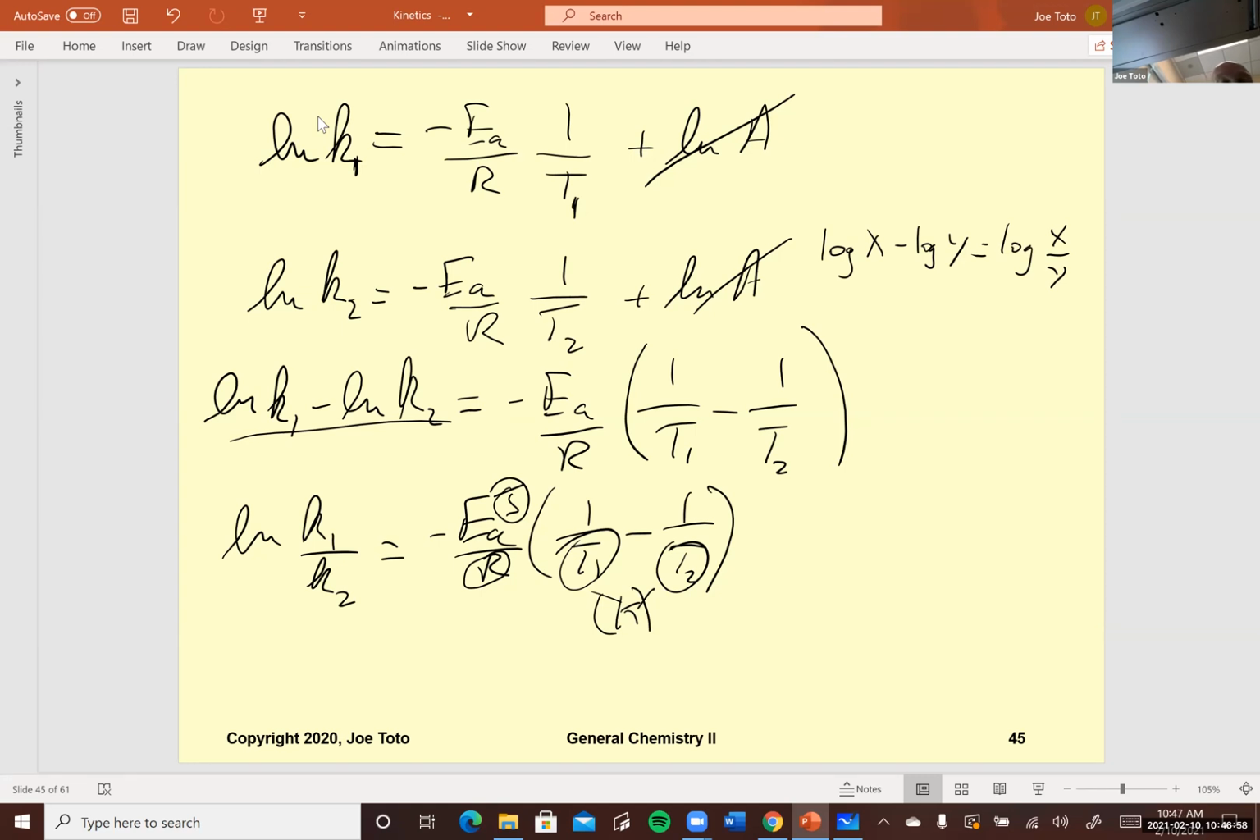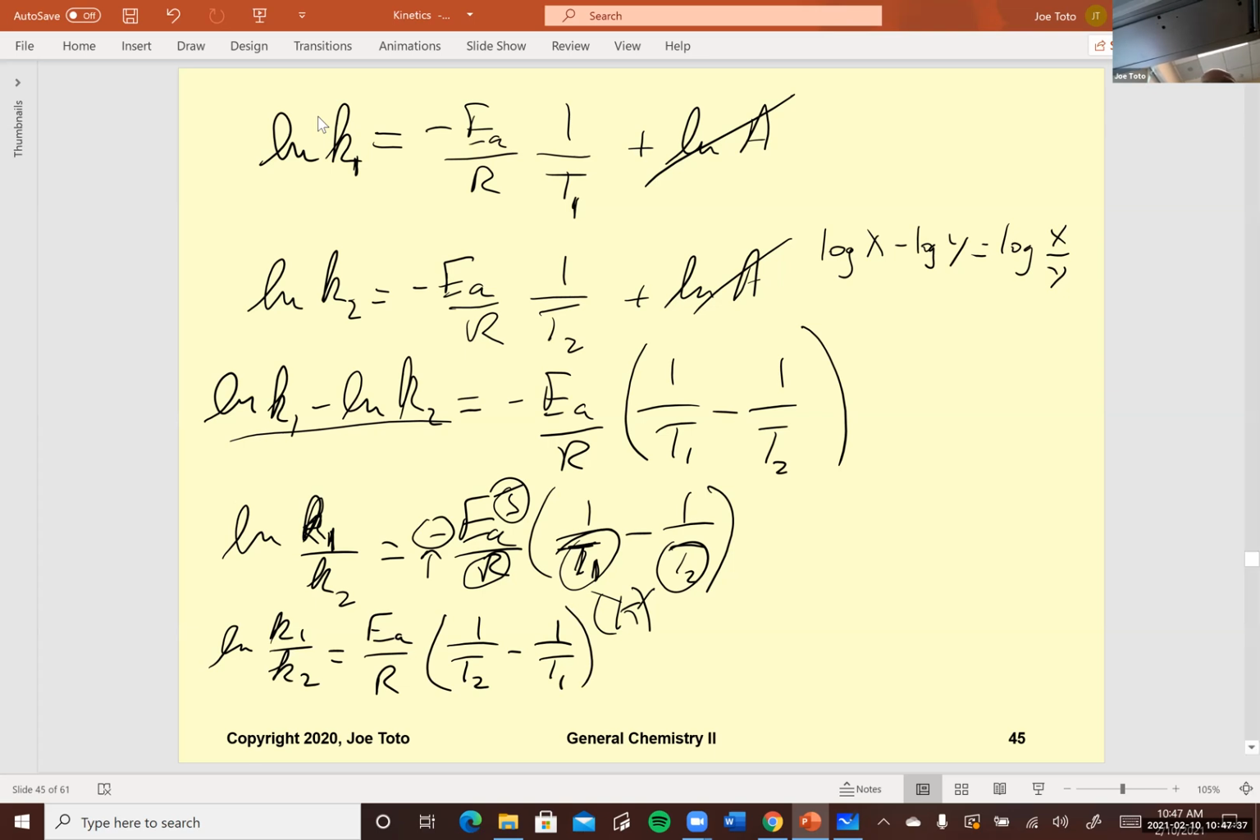Another mistake is making sure that K1 is put in this spot and the corresponding temperature is put in this spot. Now, some equations in your textbook will have this negative sign distributed. And what the equation looks like in that case is ln K1 over K2 equals EA over R times 1 over T2 minus T1. So you have to watch out. The equations are the same. They give you the same answers. But when you distribute that negative sign, those temperatures flip in order.